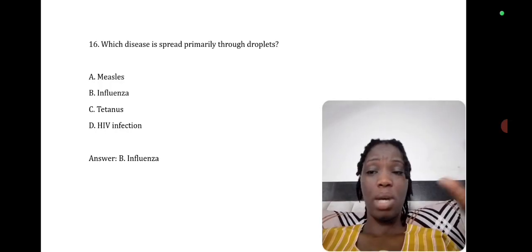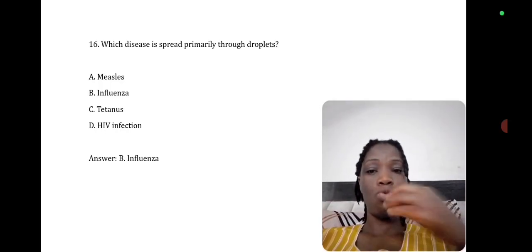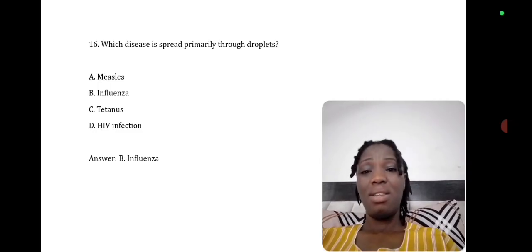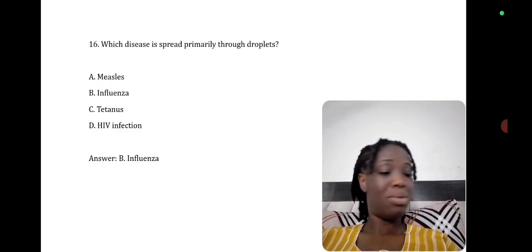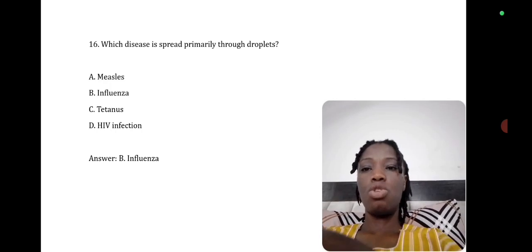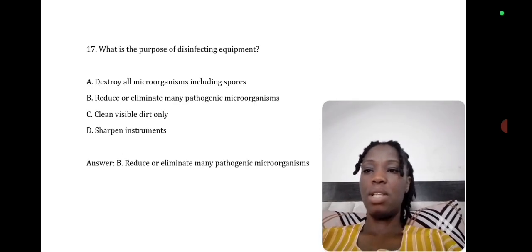Like steam, you cannot see it. But droplets through cough. Somebody cough now. Most times you can even see the particles on the ground. If they cough on a table, you can see the particles on a table. So those spread through droplets is influenza. Number 17. What is the purpose of disinfecting equipment?